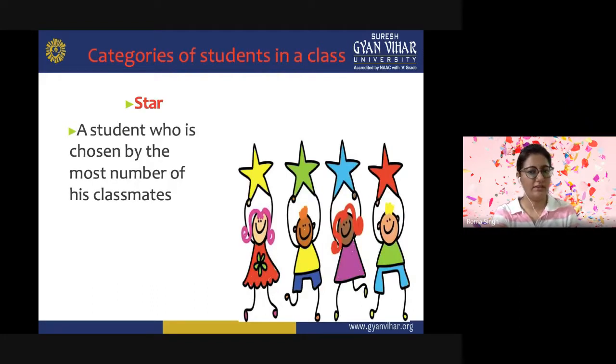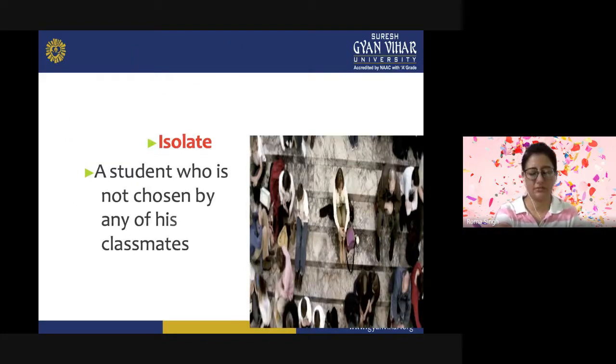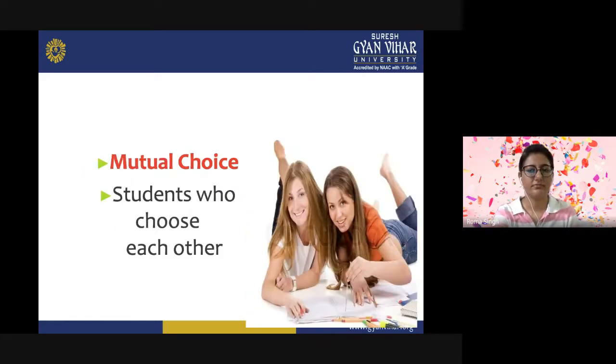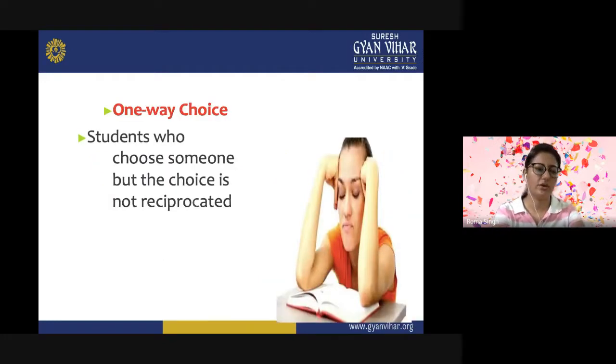Then there are various categories of students in a class. A star, as we have discussed, is a student who is chosen by the most number of his classmates. Then there are isolates, students who are not chosen by any of their classmates. Mutual choice refers to students who choose each other. One-way choice refers to students who choose someone, but the choice is not reciprocated.